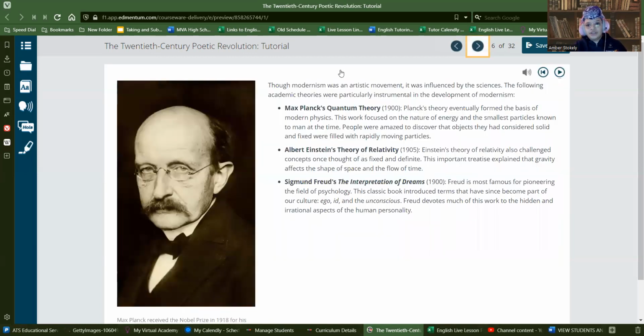Now we're moving on to slide 6. Slide 6 covers a different side of things. So we know the sort of social influences that existed at the time, but during the 1900s, we were also having a lot of advancements in scientific stuff as well.